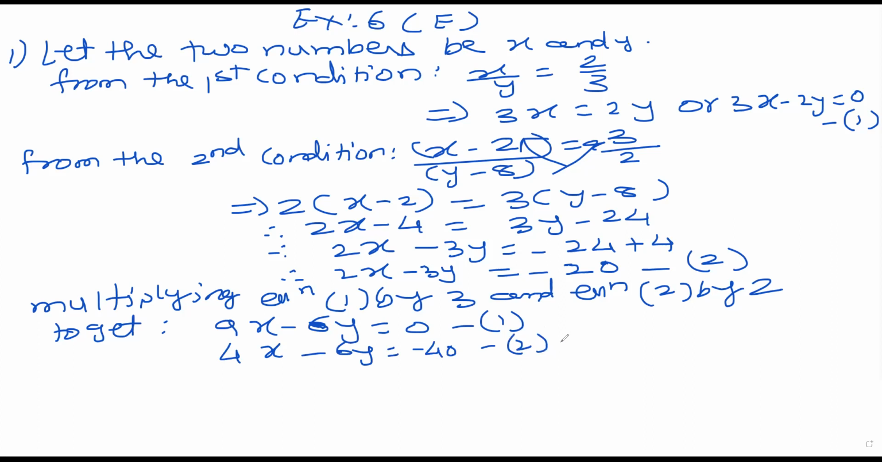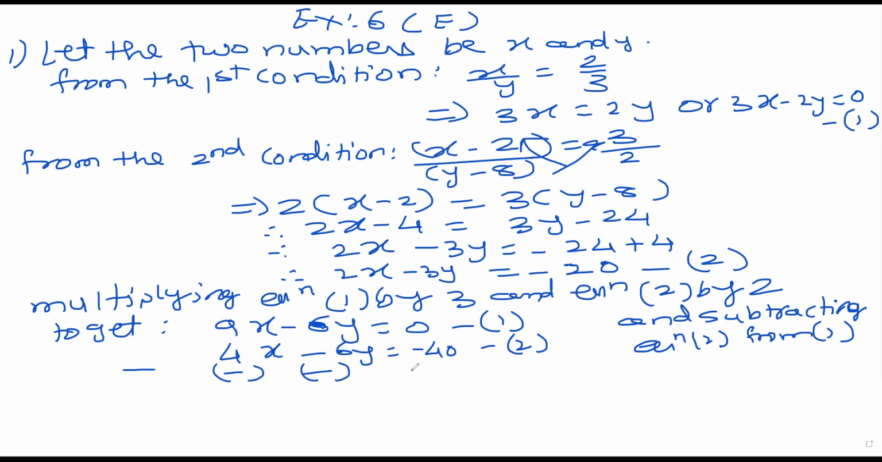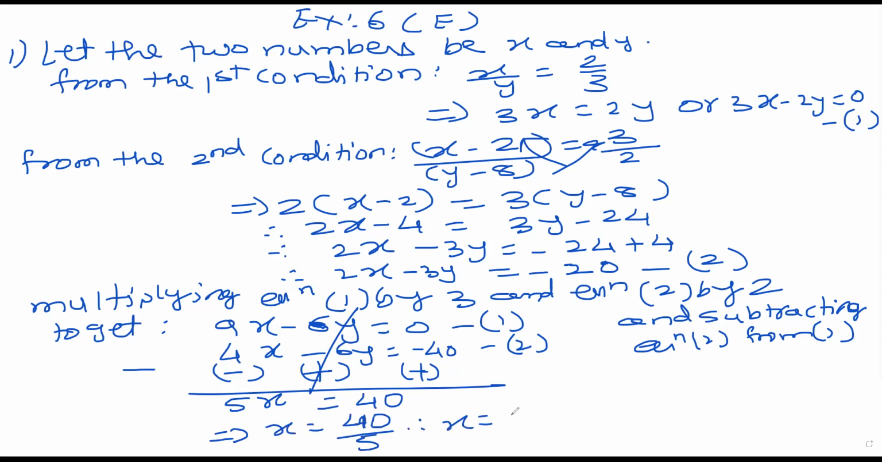Subtracting equation 2 from 1, you can directly say that instead of writing the equation again. When you subtract, you have to change the sign of the second equation. So 9x minus 4x is 5x. Minus 6y, and this will become plus 6y, so they get cancelled out. That is what we want, right? And 0 plus 40 is 40. So you get x is equal to 40 upon 5, therefore x is equal to 8.